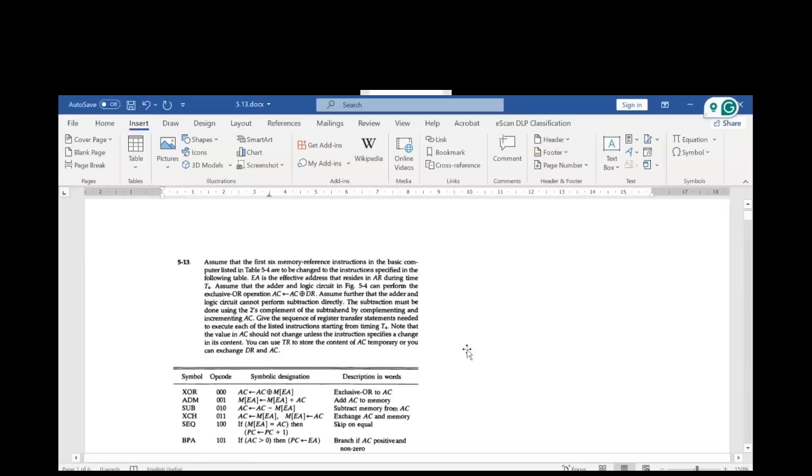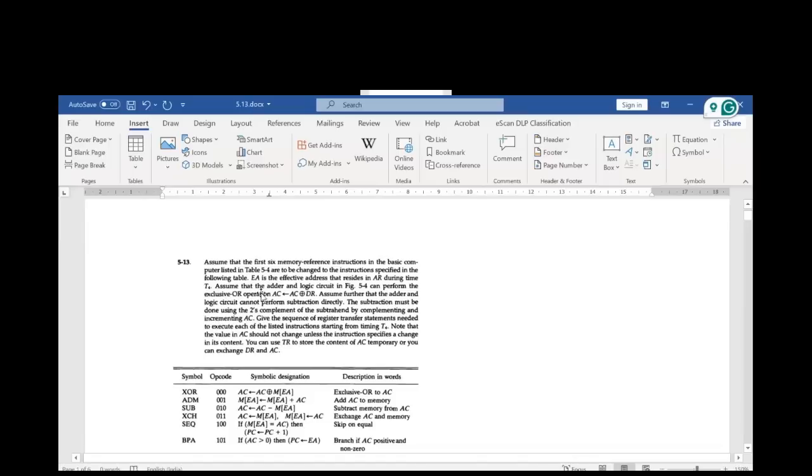Let us have a look at the question. Assume that the first six memory reference instructions in the basic computer listed in table 5.4 are to be changed to the instructions specified in the following table. So see, we have studied a list of memory reference instructions. You are now asked to change those instructions. You have to make your own instructions which are given over here in this table. So here we have specified six different instructions with different opcodes. Let us continue with the question.